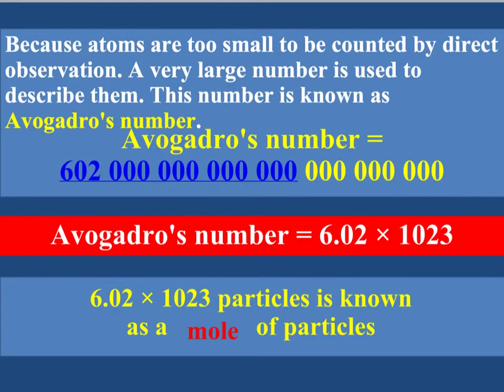Okay, so because atoms are so small, we can't actually look at them through a microscope and count them. Oh, there are 3 atoms, there are 12 atoms. So instead what we do is we use a really large number to describe them. This number is known as Avogadro's number. So Avogadro's number is this number right here, which is really, really big.